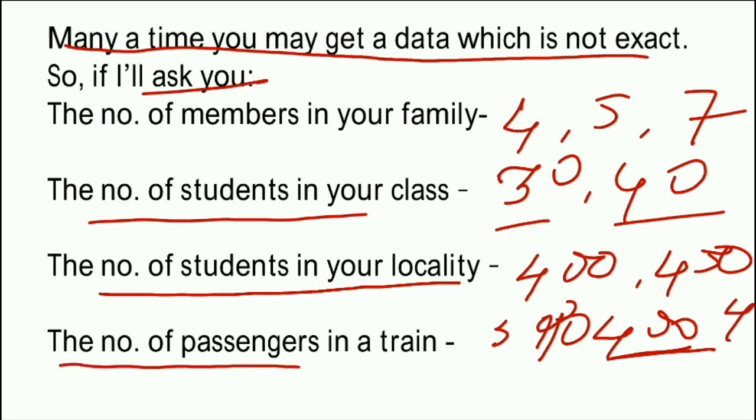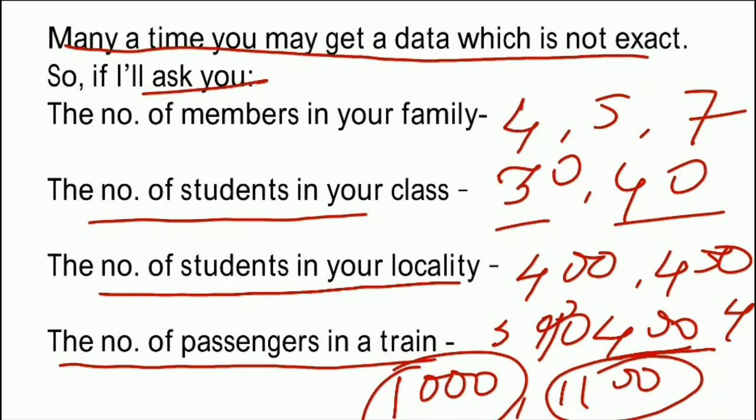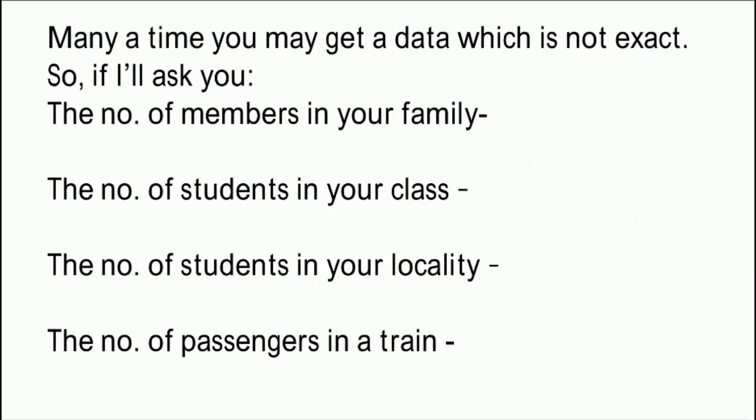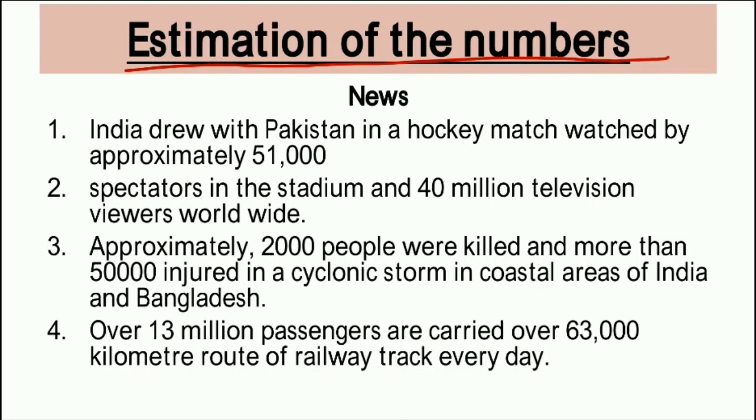If we talk about the number of passengers in a train, then also you will guess that the number of passengers in a train may be 1000 or 1100. It means here also you will just guess and say the approximate number, not the exact number. So finding the approximate data is called estimation, another name is rounding off. Finding the near about value, or approximate value, is known as estimation.